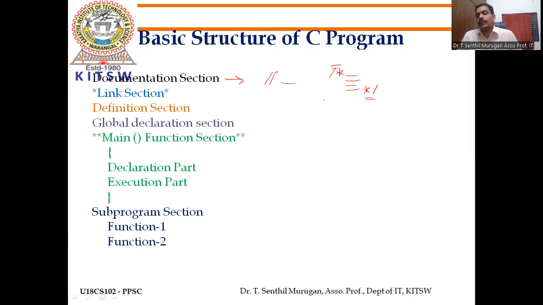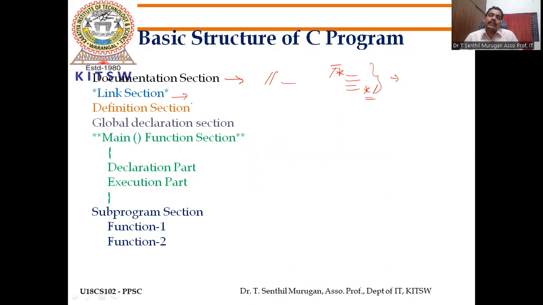Starting line, it will start like this. Then this paragraph, you can write it as documentation. This documentation line, the C compiler will not read it. Whatever you type here will not be touched by the compiler. It will only be shown to the developer. Okay. The next one is the link section.